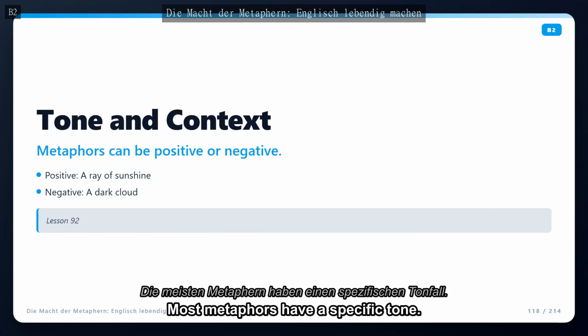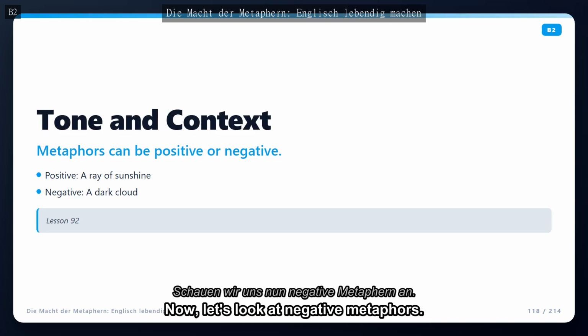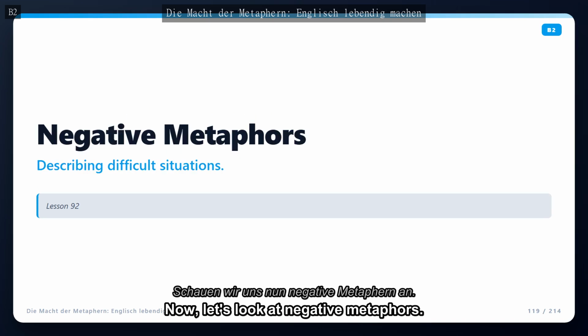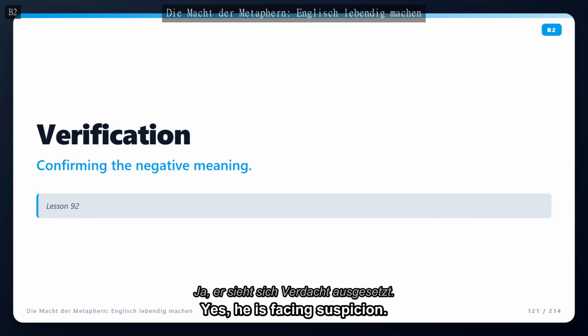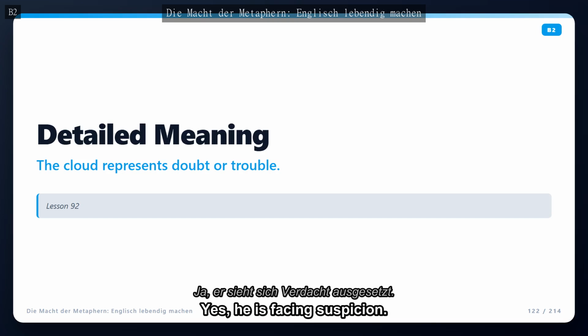Most metaphors have a specific tone. Now, let's look at negative metaphors. Example, he is under a cloud. So, he is in trouble. Yes, he is facing suspicion.